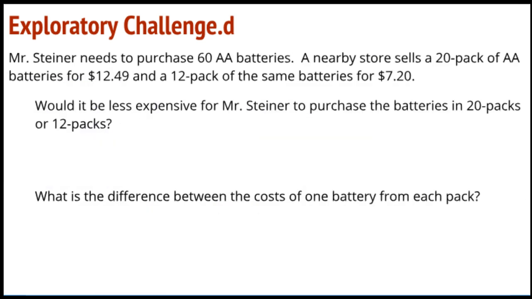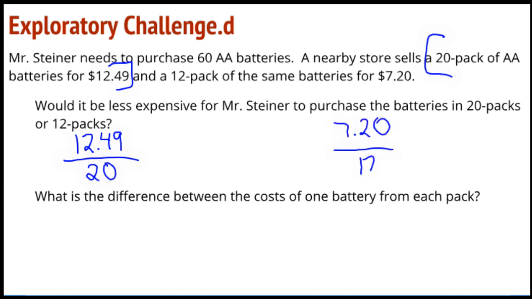All right. Mr. Steiner needs to purchase 60 AA batteries. A nearby store sells a 20-pack of AA batteries for $12.49. Once again, hearing a rate here, $12.49 for 20 batteries, and $7.20 for 12 batteries. And I'm going to want to scale these down to get to a single battery price per battery.